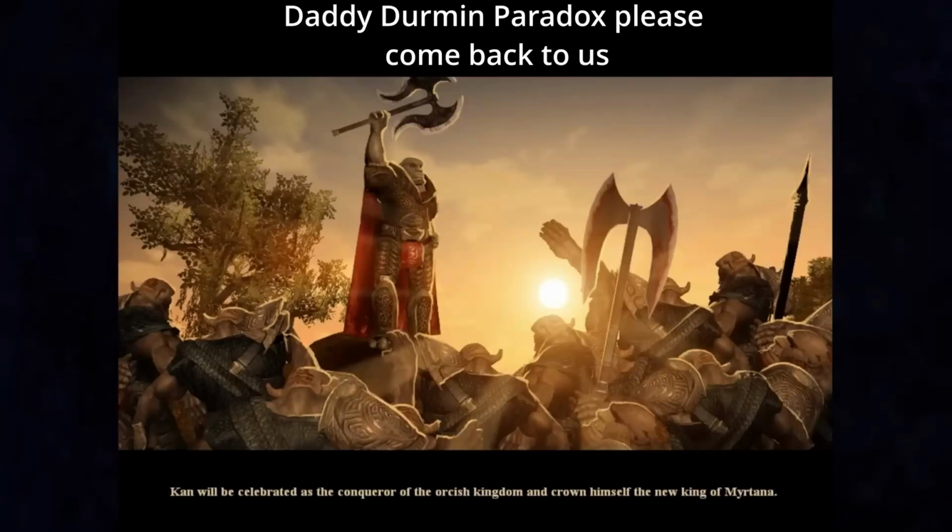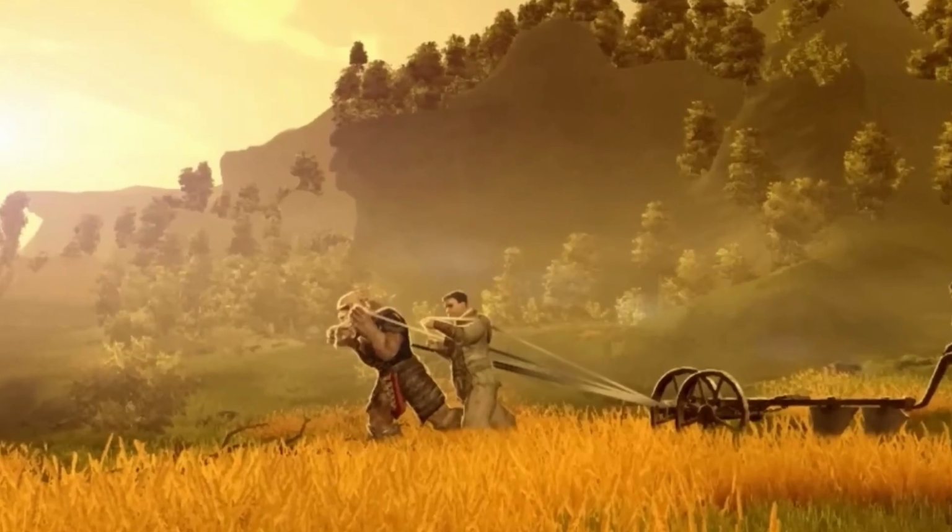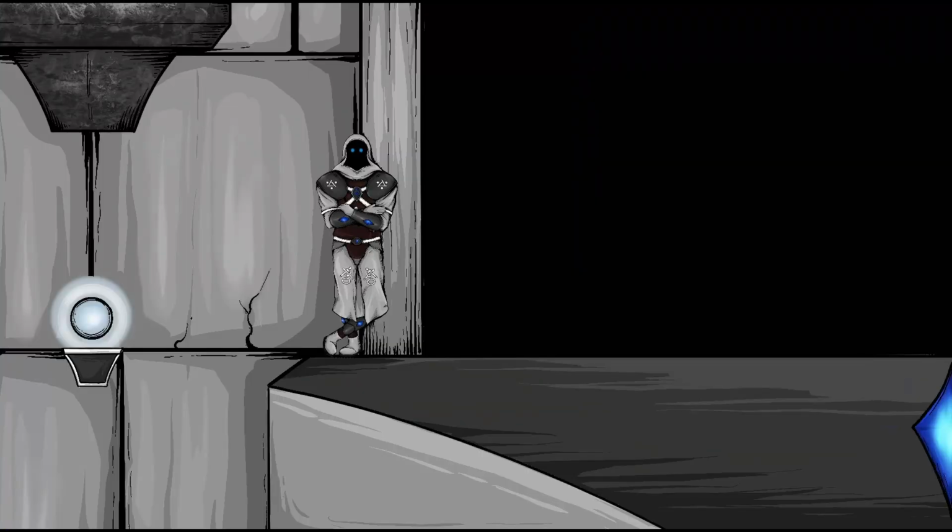Orcs keep killing humans. Humans keep killing orcs. And then they live together in peace. Oh well, I guess we should focus on the journey rather than the destination.